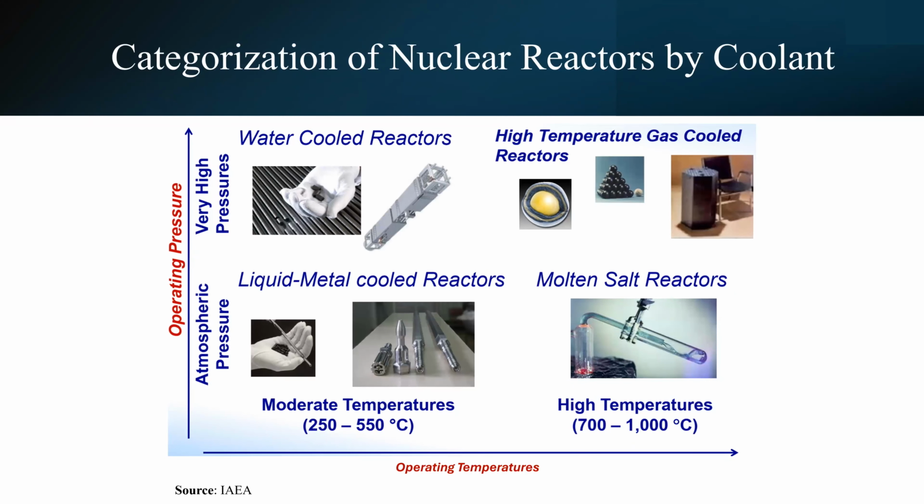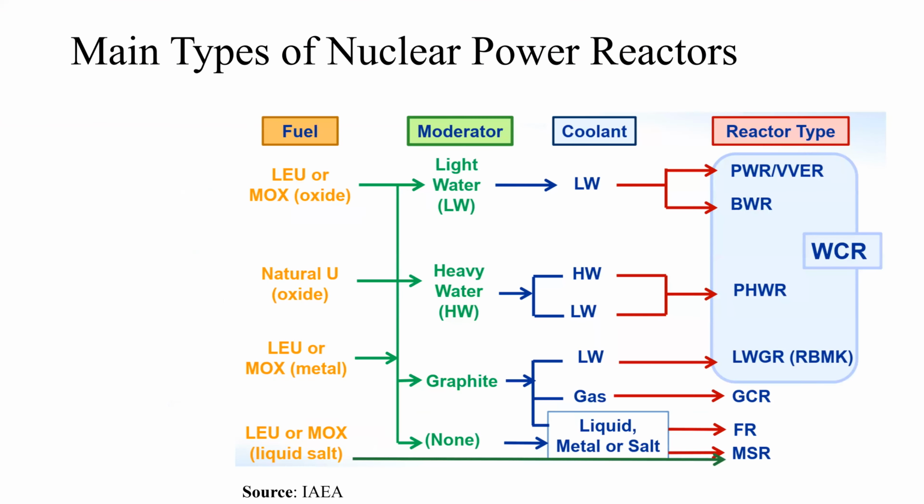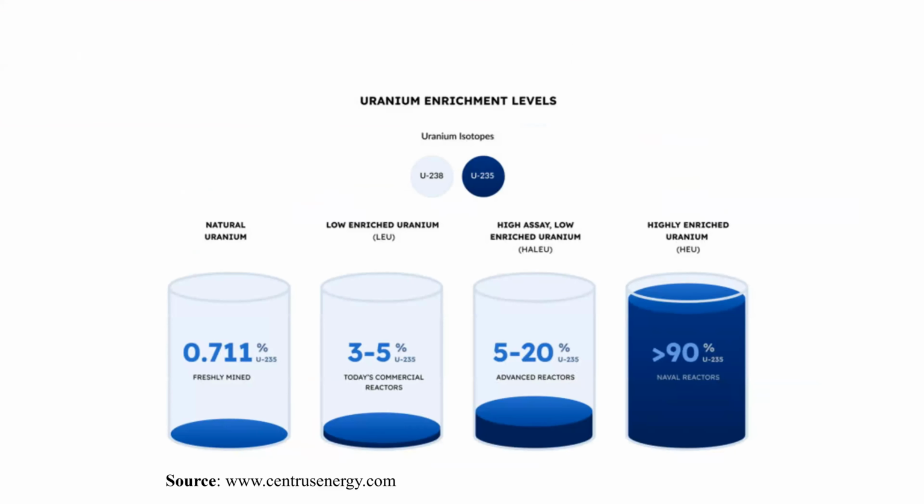There are many types of nuclear reactors, and a lot of them can be categorized by coolant. The most important part for our purposes in this lecture is the water-cooled reactors, if you see, and they usually use very high pressure. Very short on time, I can pass this.